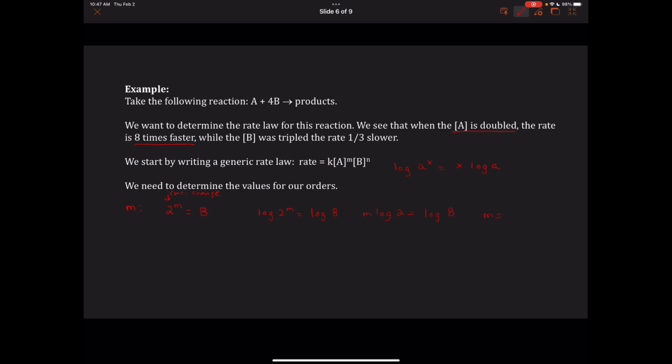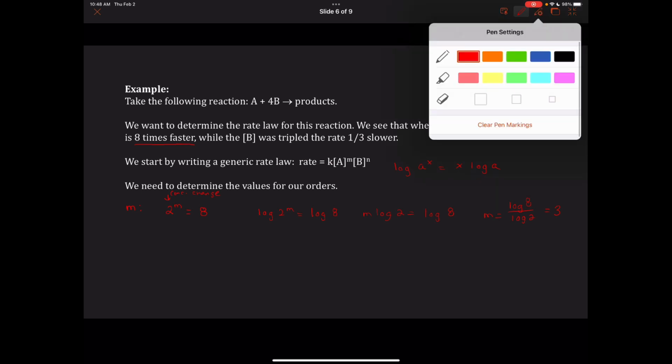So m is the log of 8 divided by the log of 2, which is 3. That now tells me my order with respect to reactant A. My reaction is third order with respect to reactant A.